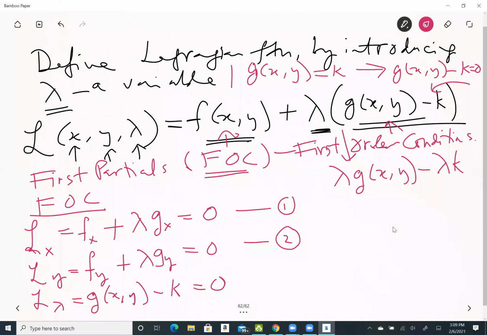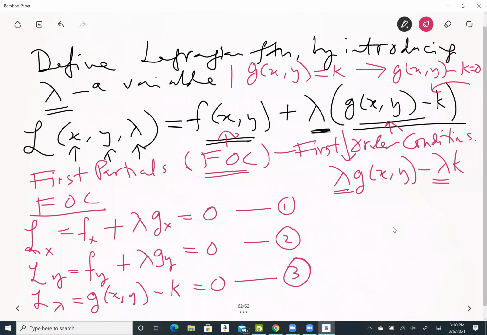So this one, you won't miss it, all right? You have here two terms, lambda g of xy, lambda k. Differentiate with respect to lambda, what do we get? We get g of xy, the first term, minus k. One way is to multiply out the lambda with all the terms in the bracket. So that is our number 3.